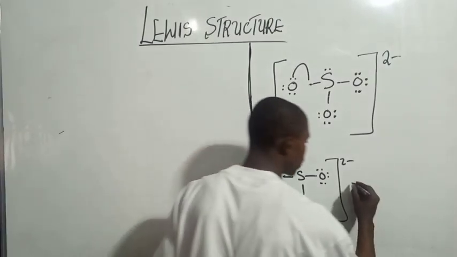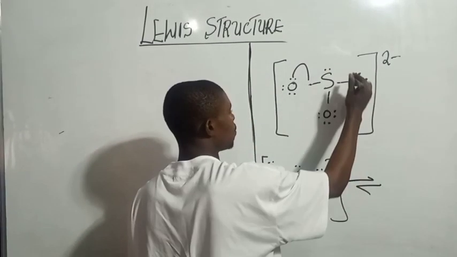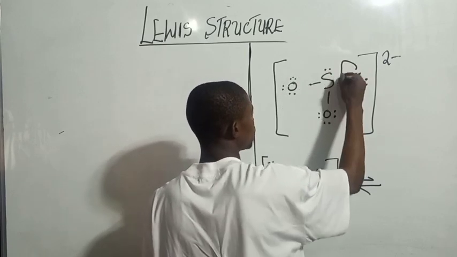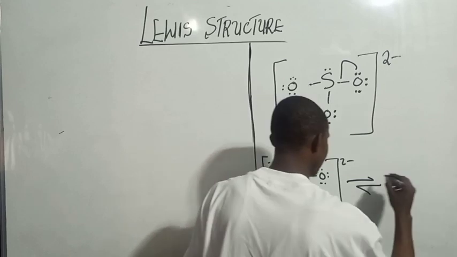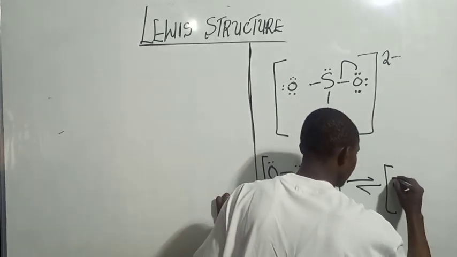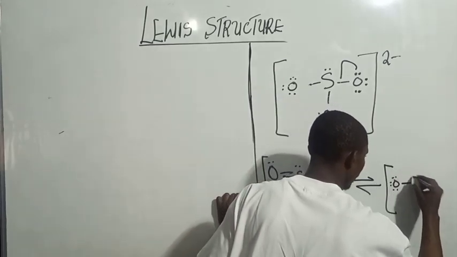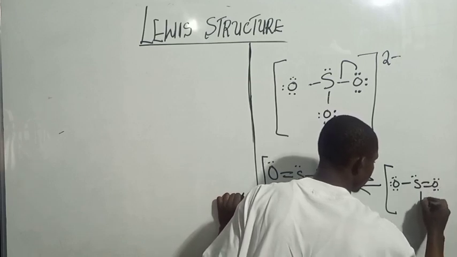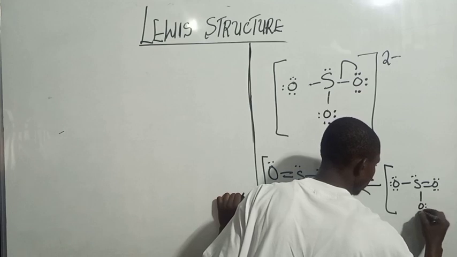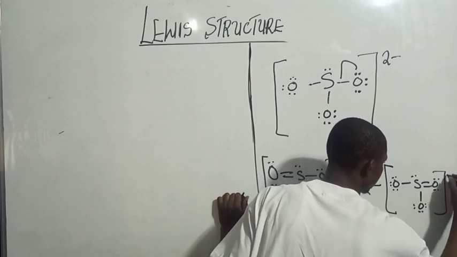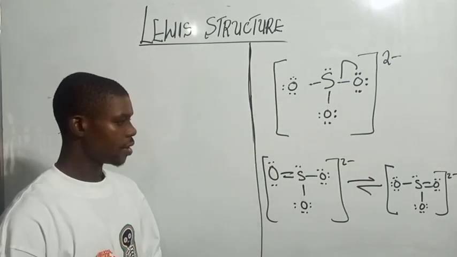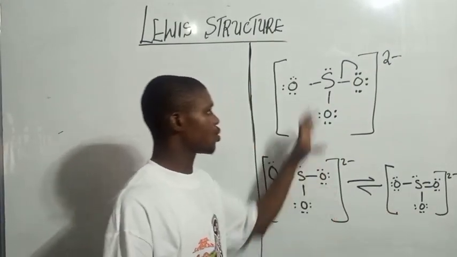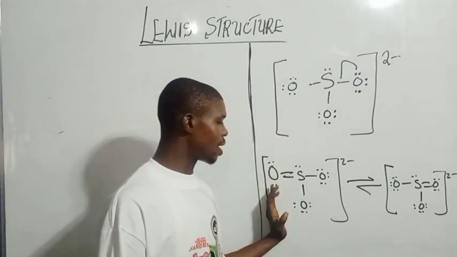So whenever you decide to move it from here, another person may decide to move from here instead. So if you move from there, here we have this. So another person may see that. So here we have 2 resonance structures. So this one is the first resonance structure, then the second and third.